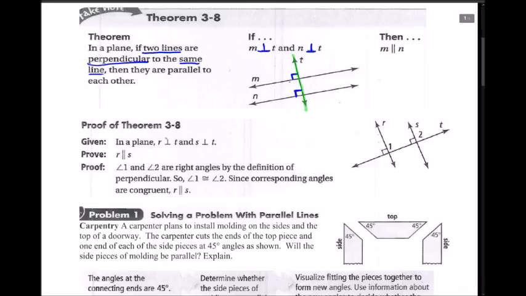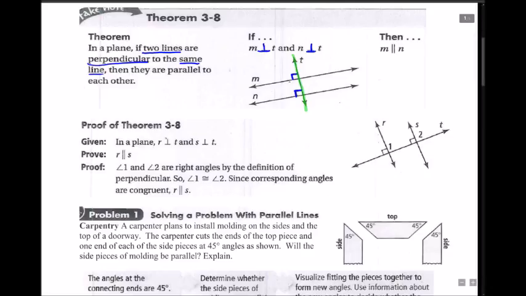What did I just mark? I just marked a transversal, didn't I? We have 2 lines intersected by a transversal. Do you see what we have here? Do you see corresponding angles? Hopefully you do.